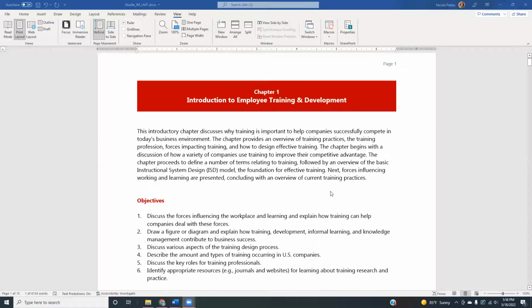On chapter 1. So this is really an introductory chapter. It'll discuss why training is important and really lays the foundation for the rest of the semester. In addition to learning about what training is, and the difference between training and development, you'll also get an introduction to the Instructional System Design Model, otherwise known as ISD. Let's go ahead and take a quick look at this ISD model.